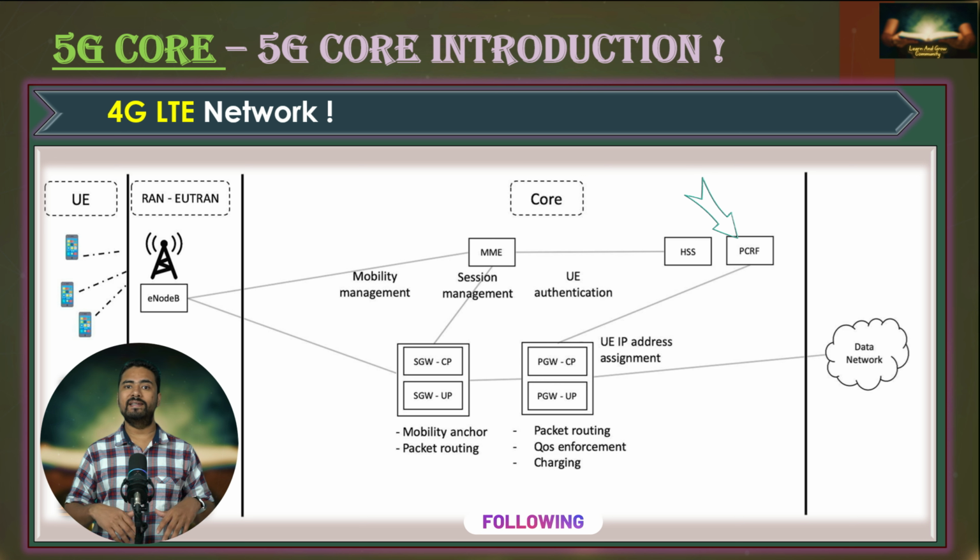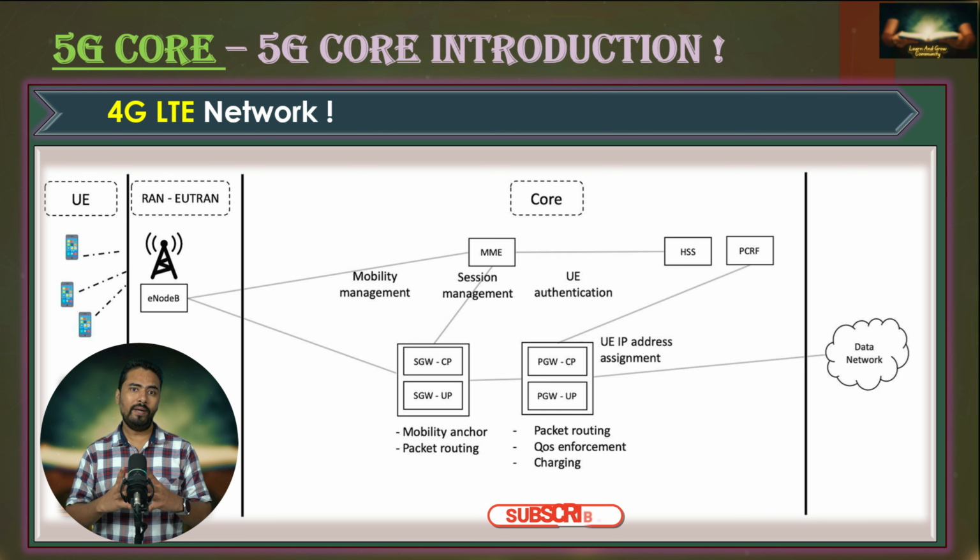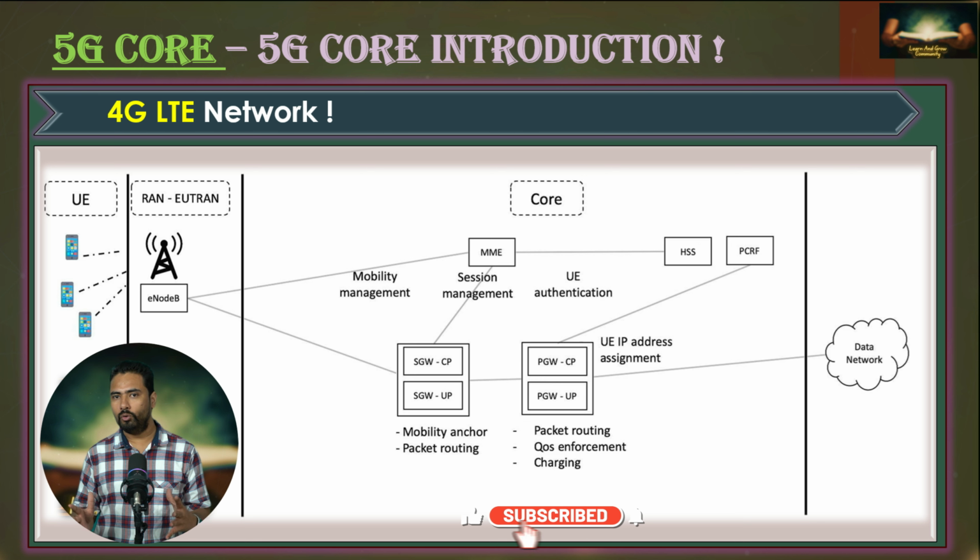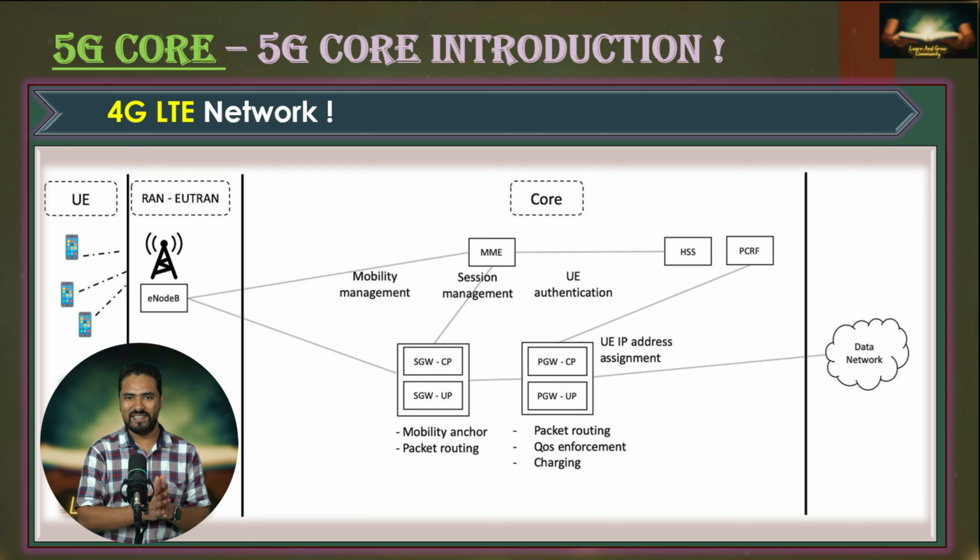PCRF, or Policy and Charging Rule Function, provides the quality of service information to the packet gateway for different types of traffic. It also has charging rules, flow control rules, traffic priority, etc., so that it can correctly charge the device for using the services.